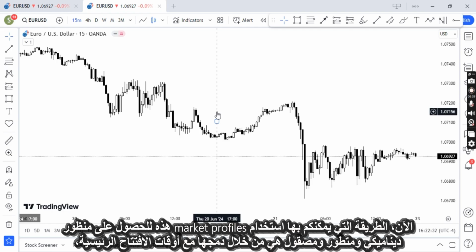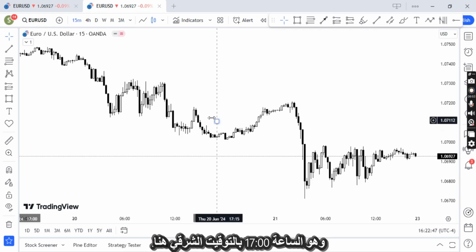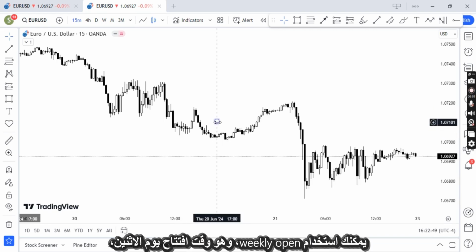Now, the way you can use these market profiles to have a dynamic, evolved, and refined perspective is by integrating them with key opening times, right? You can have these opening times both for the daily open, which is 17:00 Eastern time right here, and you can use the weekly open, which is the Monday opening time, right?